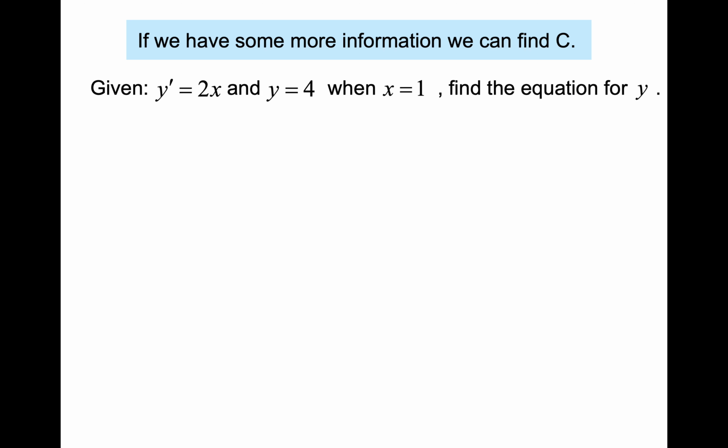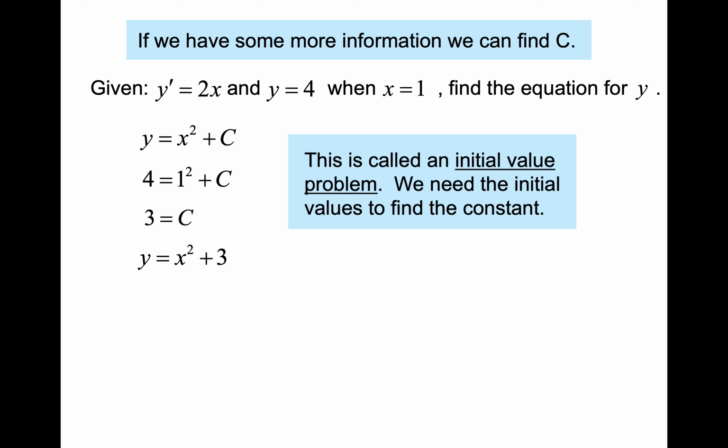So if you are given, and this is what some of your problems will look like in this section, y prime equals 2x, and you're also told that y equals 4 when x equals 1, and you're asked to find the equation for y. You start by finding the antiderivative, y equals x squared plus c, and then you substitute in the values you were given. We substitute in a 4 for y and a 1 for x, and then you can solve for c. So we get y equals x squared plus 3.